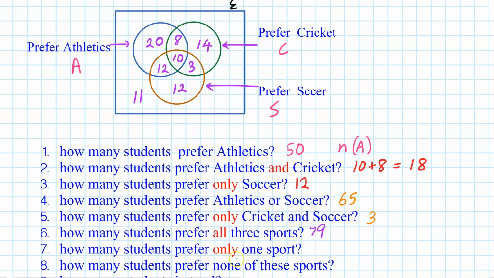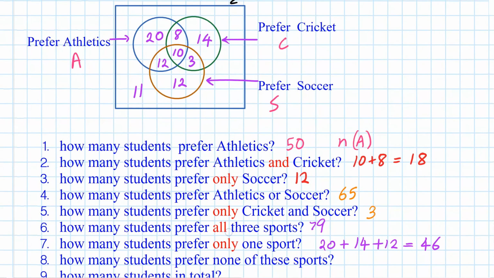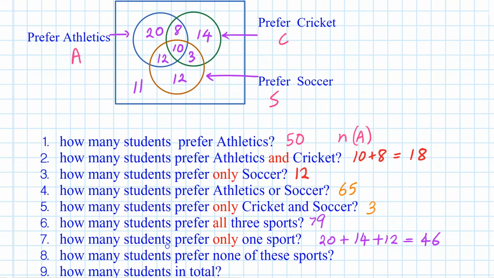How many students prefer only one sport? One sport is only those areas. That means this 20 who prefer only athletics, 14 only cricket, 12 who prefer only soccer. Now we have 20 plus 14 plus 12 equals 46. Let's go to the next one. None of these sports? Well, the 11 outside.